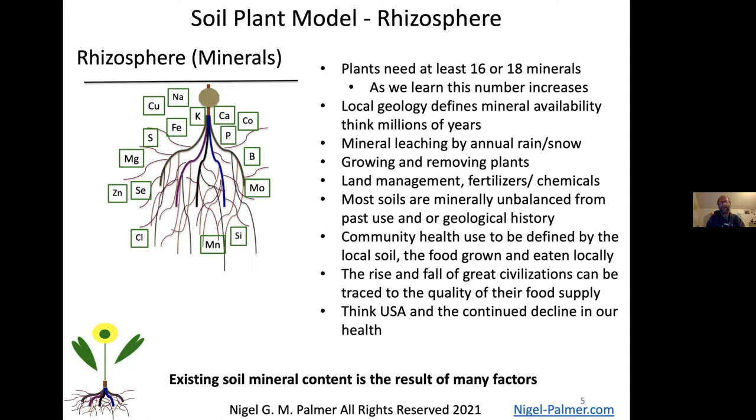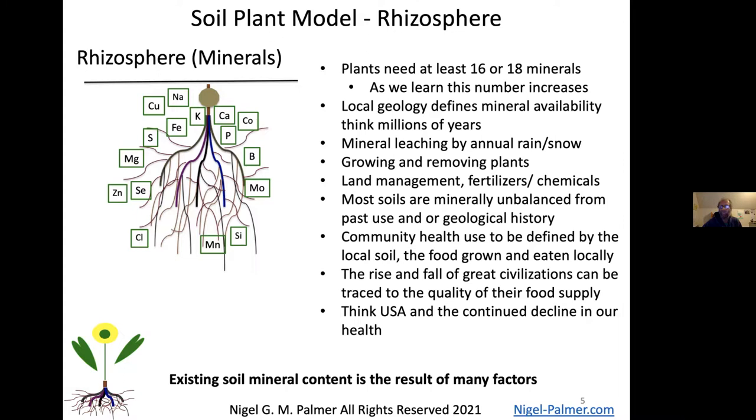And now we have leaching that occurs by the rainfall and the snow that falls in your region, and some of these minerals are water soluble, like boron and sulfur, and those minerals will leach out with rain and snow and things like that. The next thing is the management of the land itself and what you're actually growing and removing from the soil itself. If we have specific crops that are growing and we pull them out of the ground and we take the roots and the stems and the leaves, as well as the fruits out with them, we are removing minerals from the soil by doing that. There's also the addition of fertilizers and chemicals that are being added to the soil and runoff and all of the other things that take place.